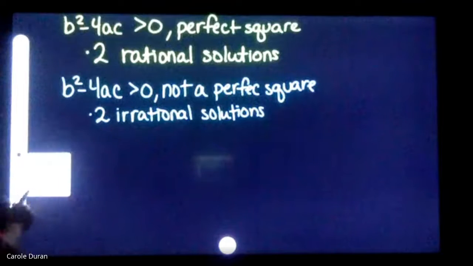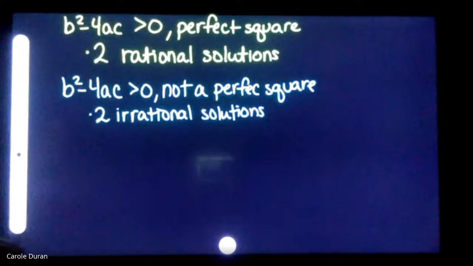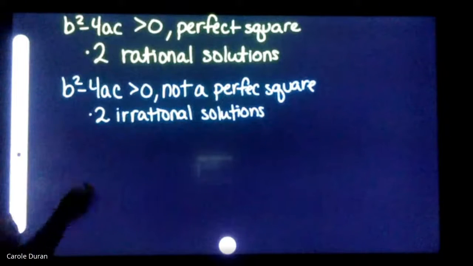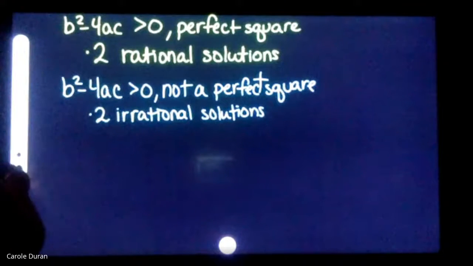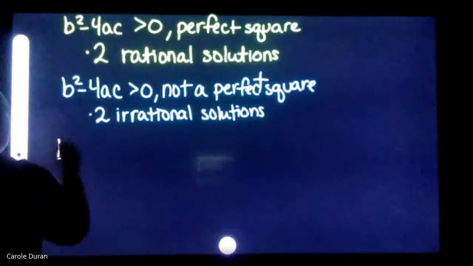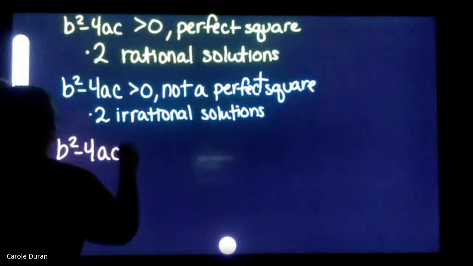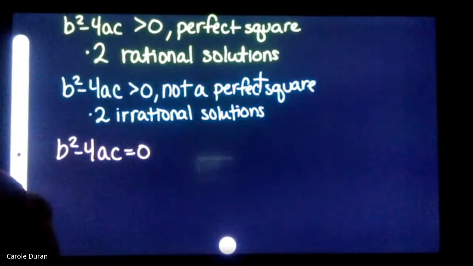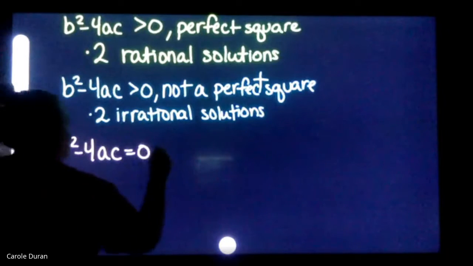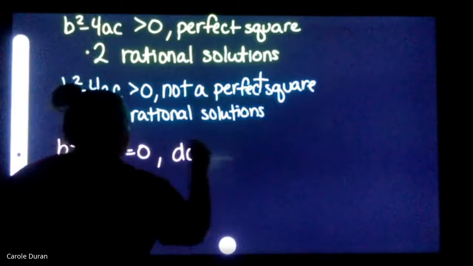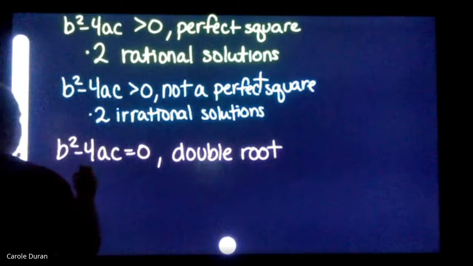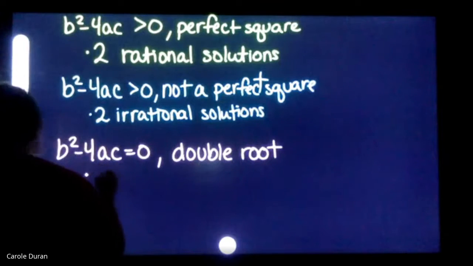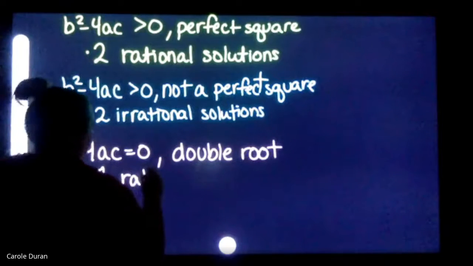So we've covered what happens if our discriminant is greater than 0, right? If it's a perfect square, we have 2 rational solutions. If it's not a perfect square, apparently I can't spell, then it will have 2 irrational solutions. But what if it's equal to 0? So if my discriminant equals 0, we call this a double root because it's the same number twice. And we would say that it has a double root or 1 rational solution.